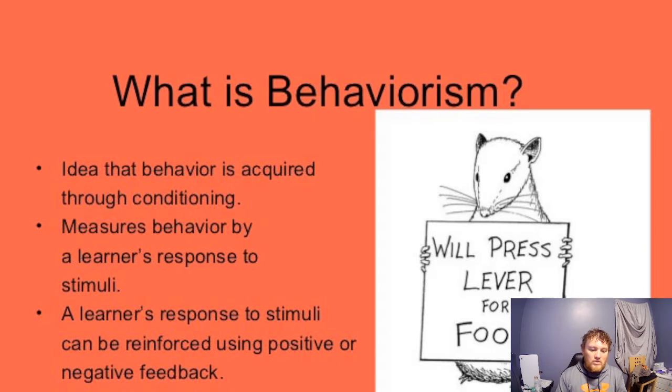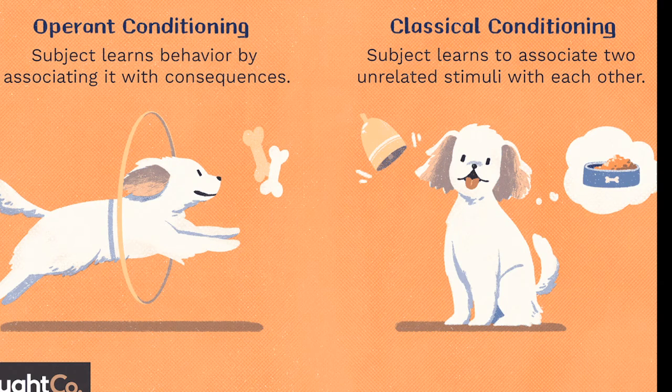So, what are the two different types of behaviorism? The first kind is operant conditioning. The subject learns behavior by associating it with consequences. You've got classical conditioning, where the subject learns to associate two unrelated stimuli with each other.